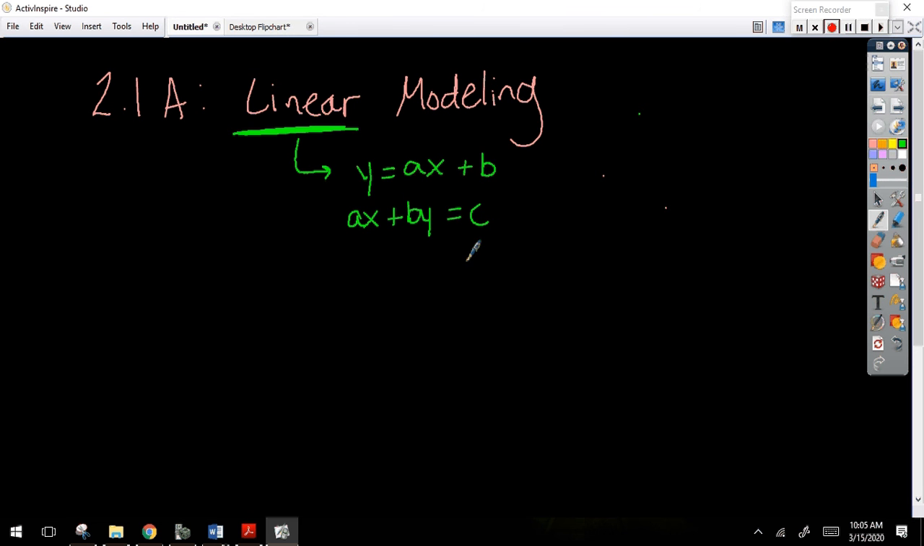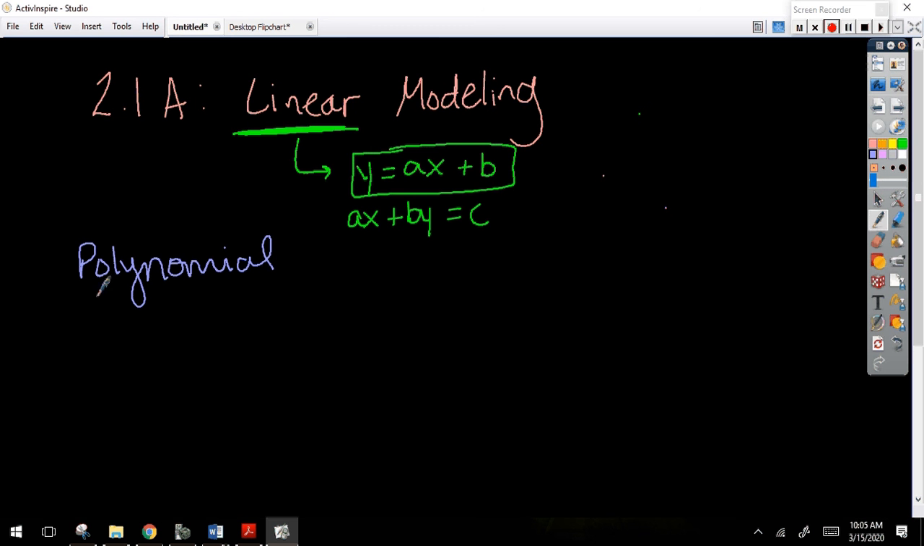This would be a slope-intercept type form. This would be a standard form. But we're really going to try to focus on this form right now because we're going to be talking about some other equations called polynomials. And so I want you to see that a linear equation is also a polynomial. So with that said, let's talk about what a polynomial is.